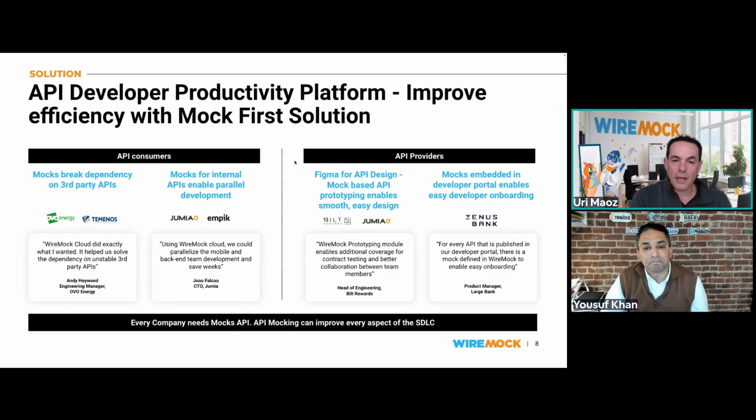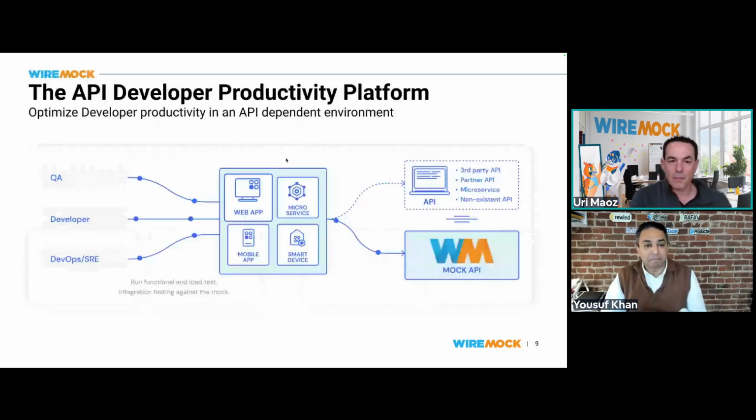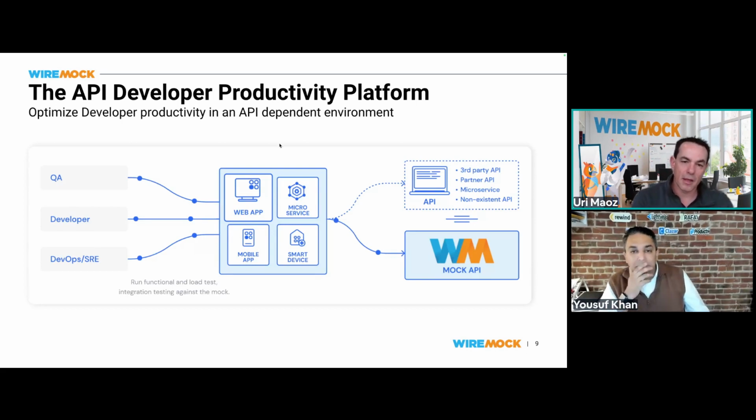So going to the next slide. Like I said, we've started to talk a bit about that, but we position WireMock today as the API developer productivity platform. We optimize developer productivity in an API-dependent environment, doing all of that using the mocking platform and embedding mocking in different aspects of the software development lifecycle in order to simplify complex processes.